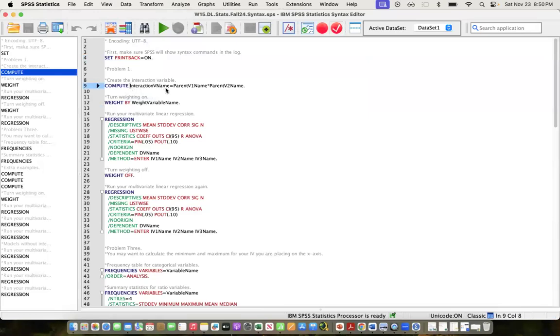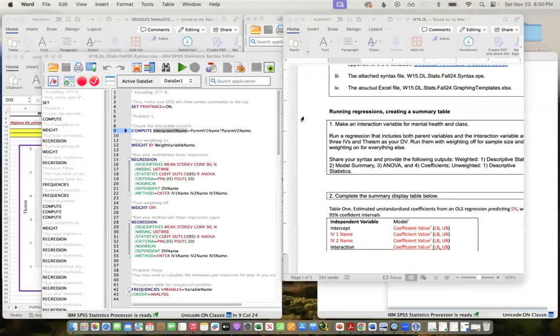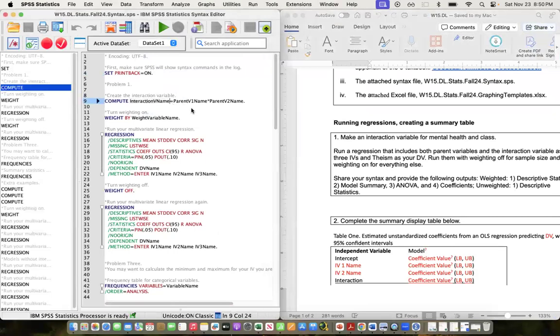For the syntax, where it says compute, and it says interaction vname, that's the name that we want the interaction variable to be. So we're making one of, what did I say? Mental health and class. So why don't we call this interaction mental health class? It's kind of long, but that's okay. And then we're multiplying the two variables together. That's what this asterisk is for, and that's the formula. It's going to make a new variable that's this times that.